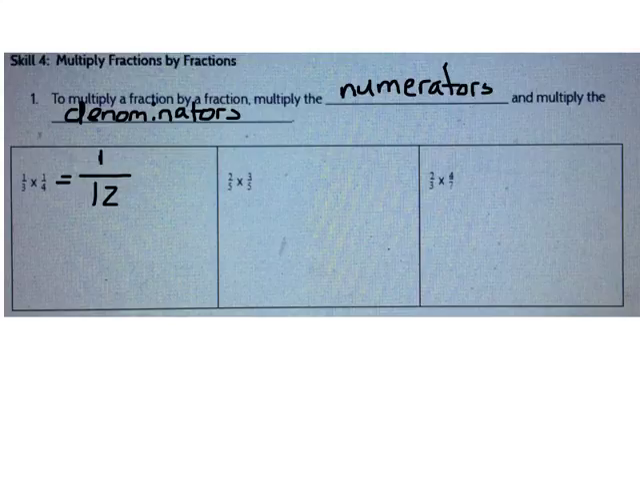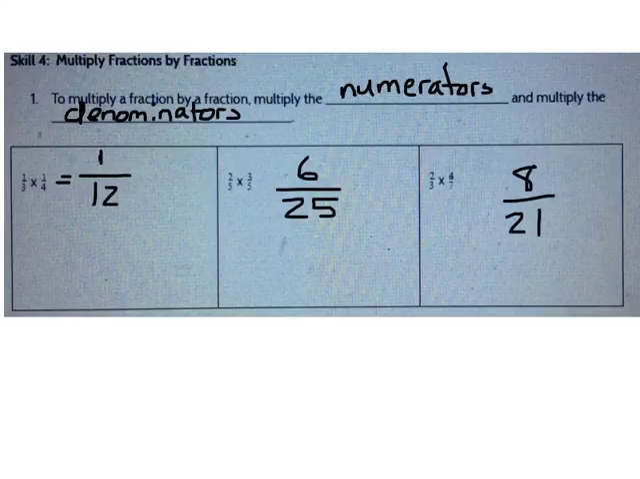Try another. What's 2/5 times 3/5? Go ahead and solve that problem now. 2/5 times 3/5 is 6 over 25. What's 2/3 times 4/7? 2/3 times 4/7 is 8 over 21.